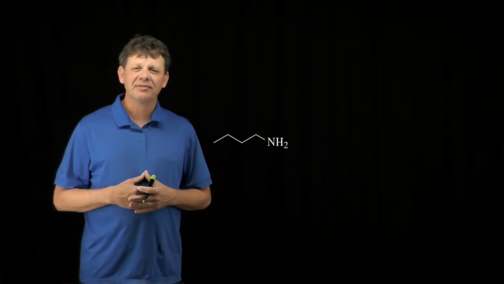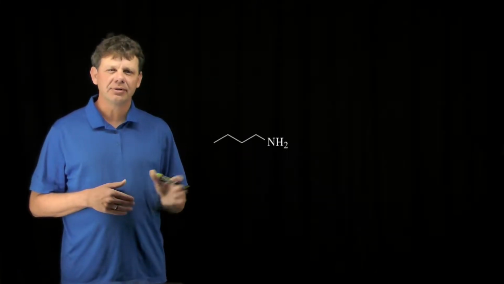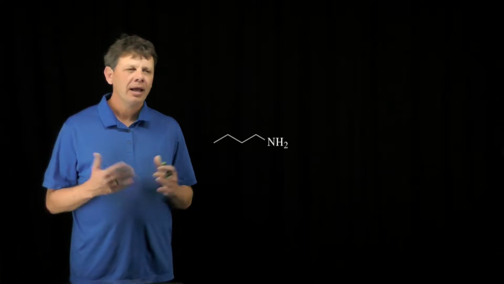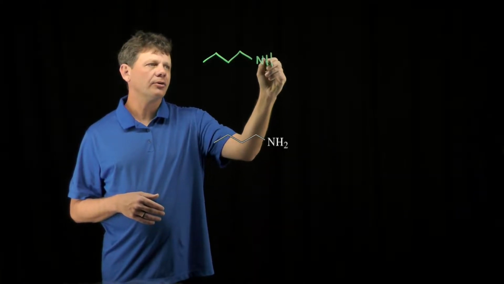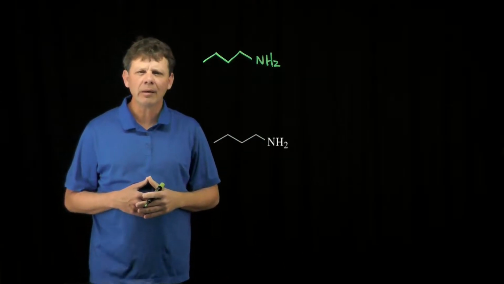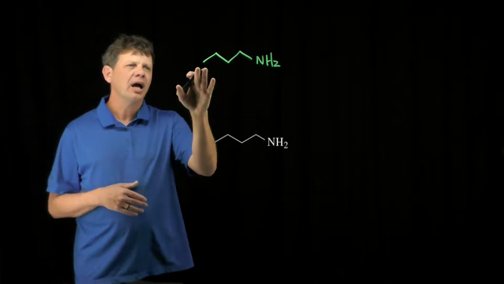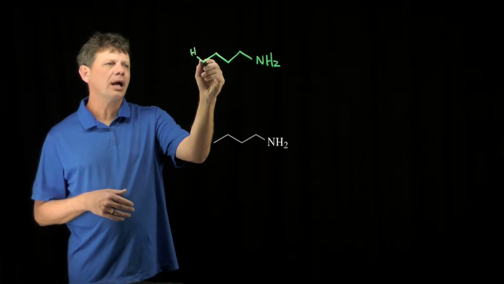This assessment asks us how many sets of equivalent hydrogens are in the molecule shown. I'm going to redraw the molecule so that I can more easily point to it and circle. Now, when we think about equivalent hydrogens, let's start by looking at the CH3 on the end.